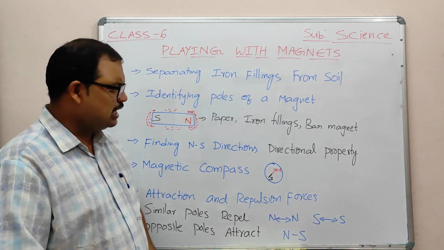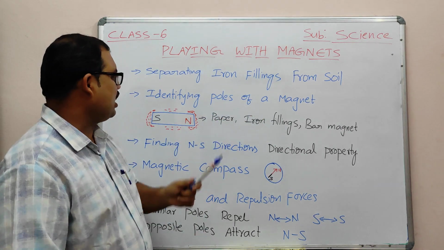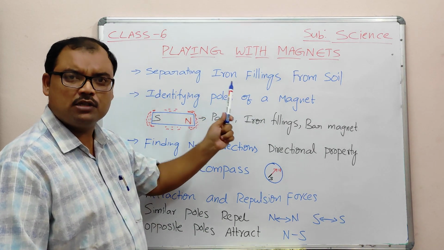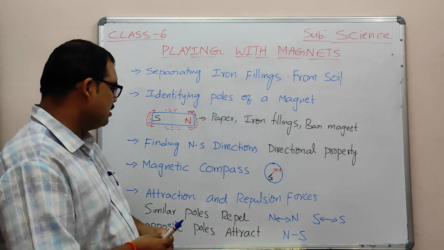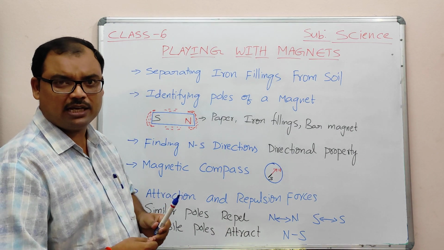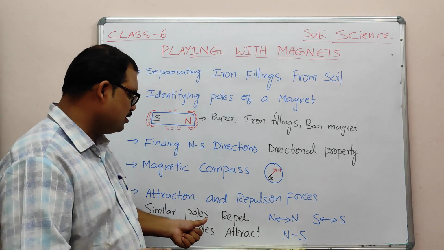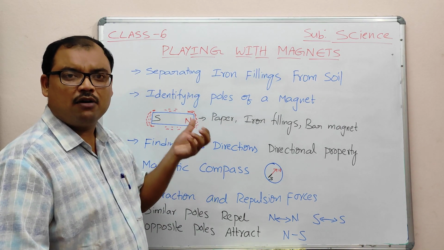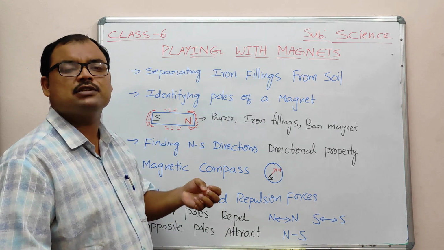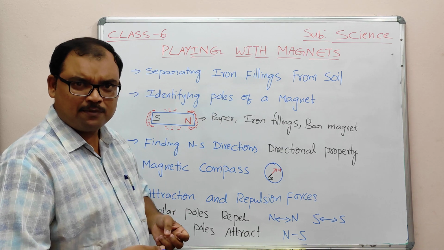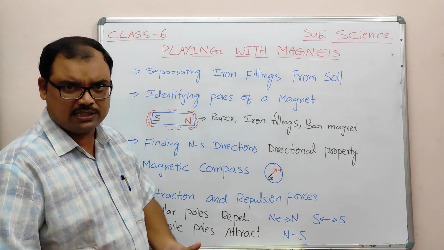Okay, so in this session, we discussed how to separate iron filings from soil, how to identify poles of a bar magnet, where we find more strength of a bar magnet, how to find the directions using a bar magnet, how to use a compass, and also the action of bar magnets when similar poles are faced and opposite poles are faced. You have all this in the textbook from activity 3 to 6.